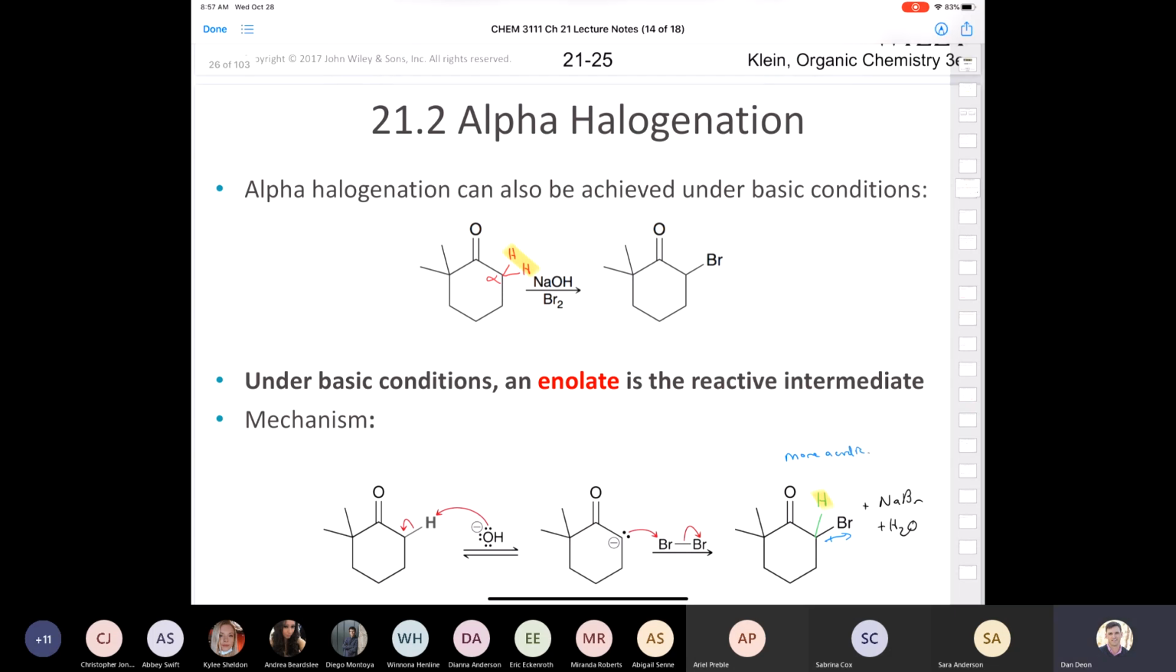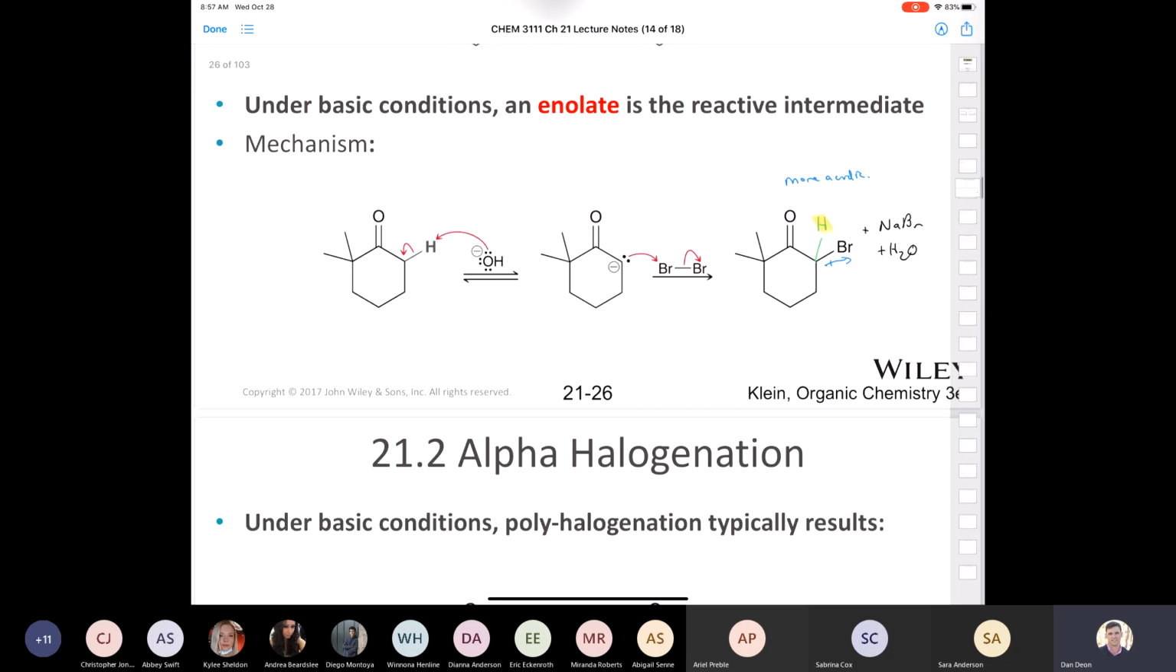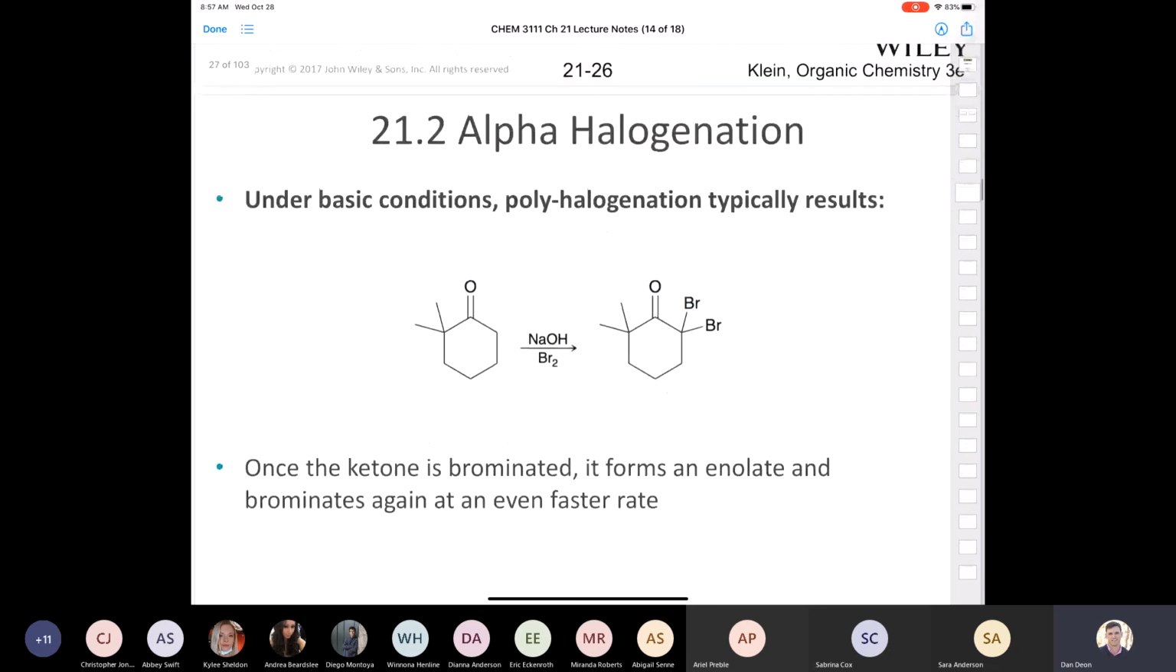Okay? And so if you put in excess sodium hydroxide, that reaction is going to be like the Energizer bunny. It's just going to keep going and going and going. And so it would do it again. So you end up with polyhalogenation. So we end up with two bromines here.